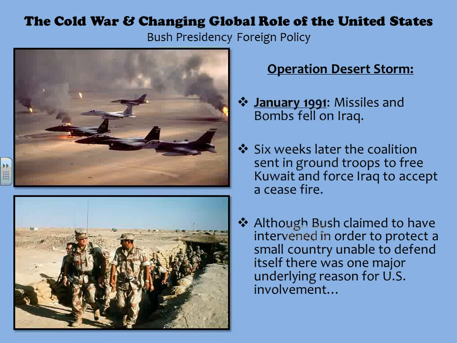In January 1991, coalition forces began bombing different parts of Iraq in Operation Desert Storm. Missiles and bombs fell on Iraq, destroying military and civilian sites or locations. Six weeks later, the coalition sent in a short ground war, where ground troops were sent to free Kuwait and force Iraq to accept a ceasefire.